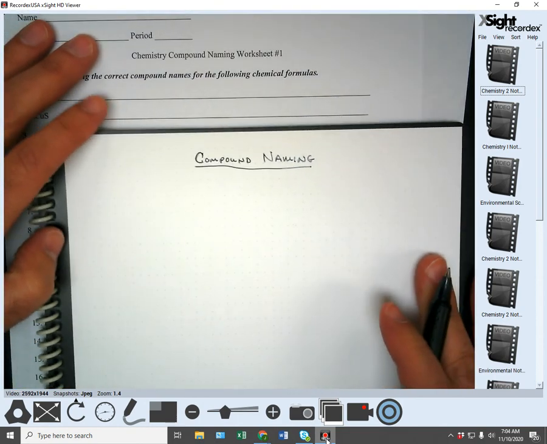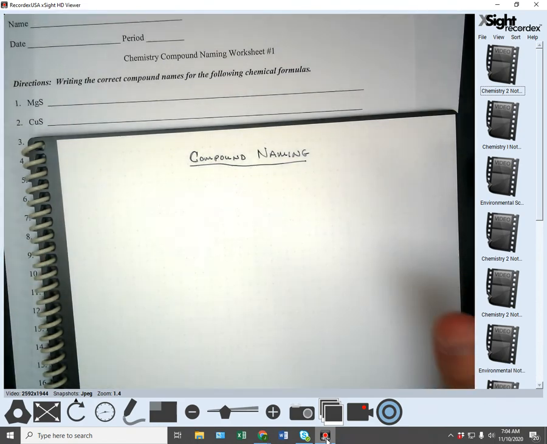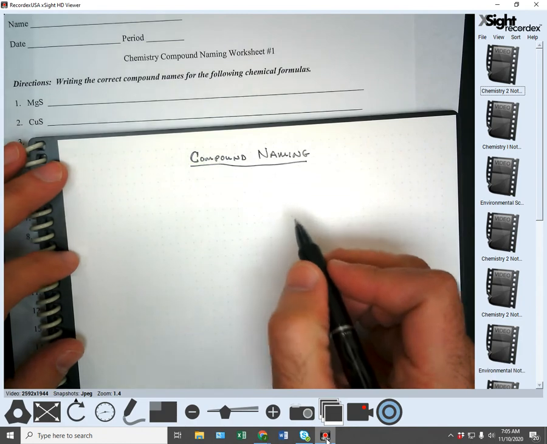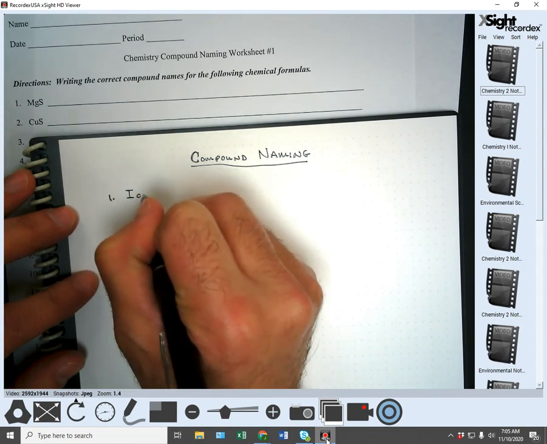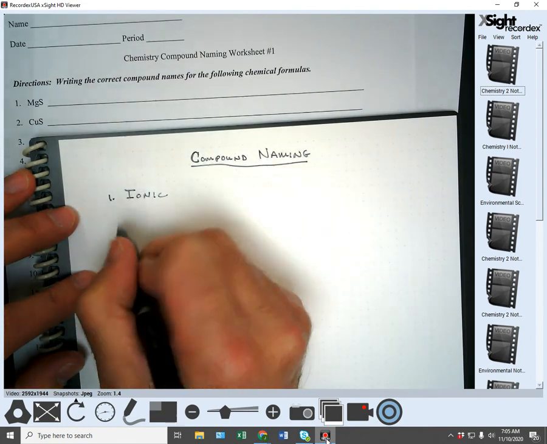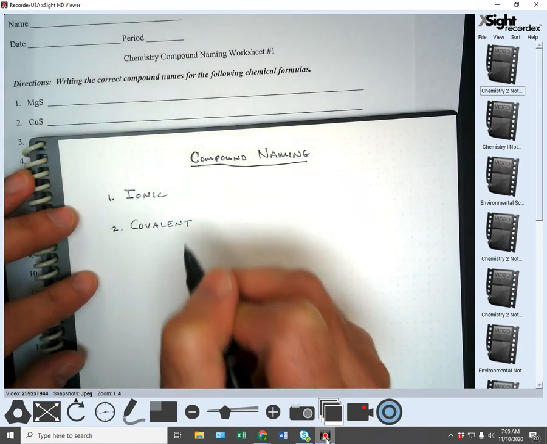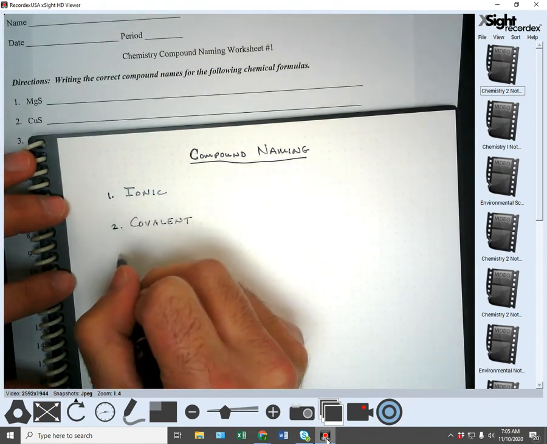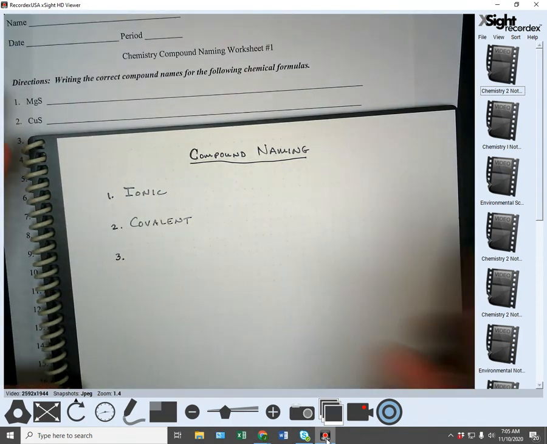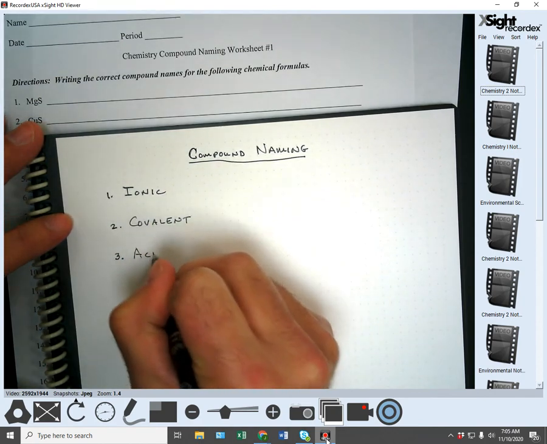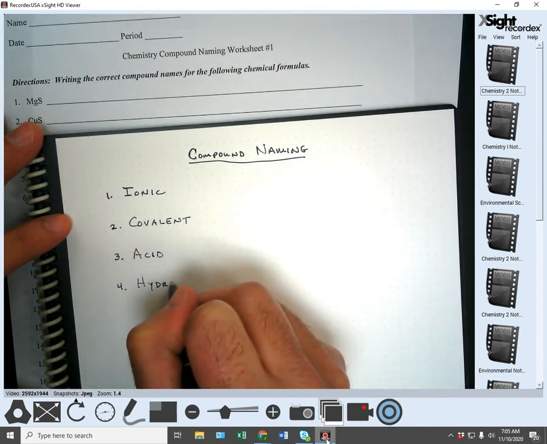All right. So for our naming, we have learned essentially four categories of different styles of naming. There's the two overall big ones, which are ionic bonds and covalent. Okay, and then we also have a couple of more specialized categories of acids and hydrates.